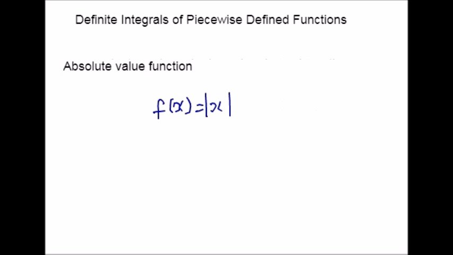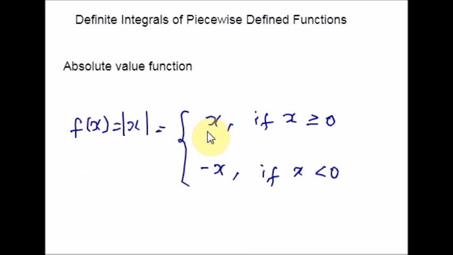Now we are going to take the absolute value function. Let f of x be equal to the absolute value of x. We discussed that the absolute value function f can be defined as a piecewise function. So the piecewise definition of the function f can be given as: f of x is x if x is greater than or equal to 0, or negative x if x is less than 0.